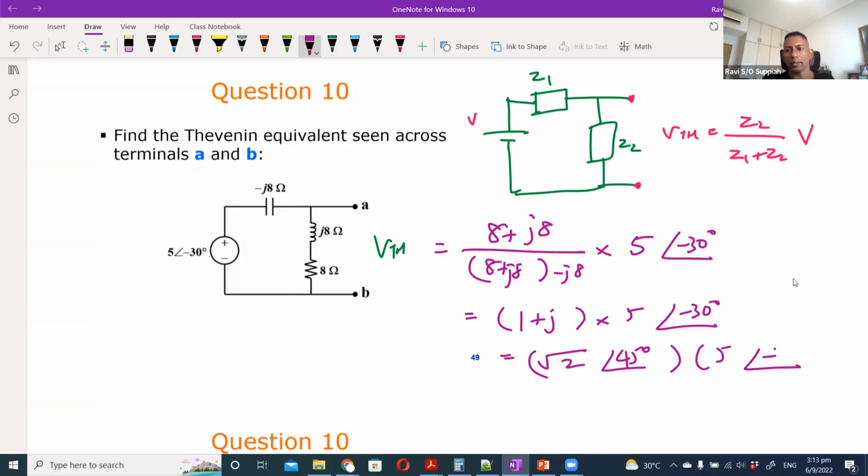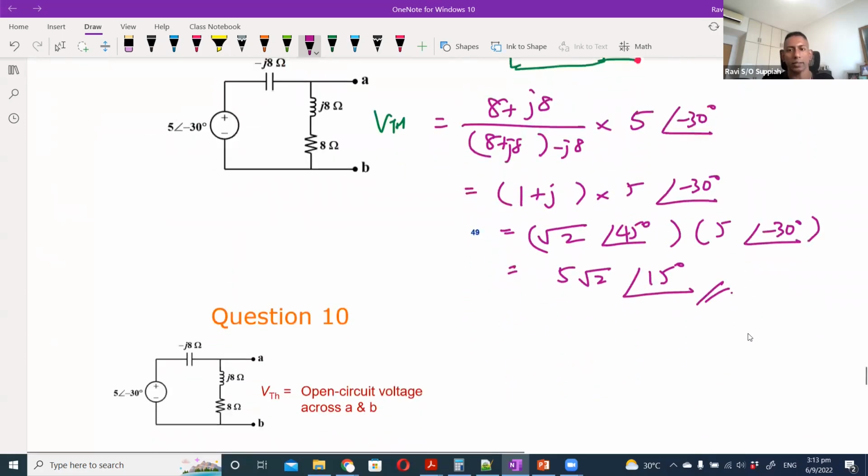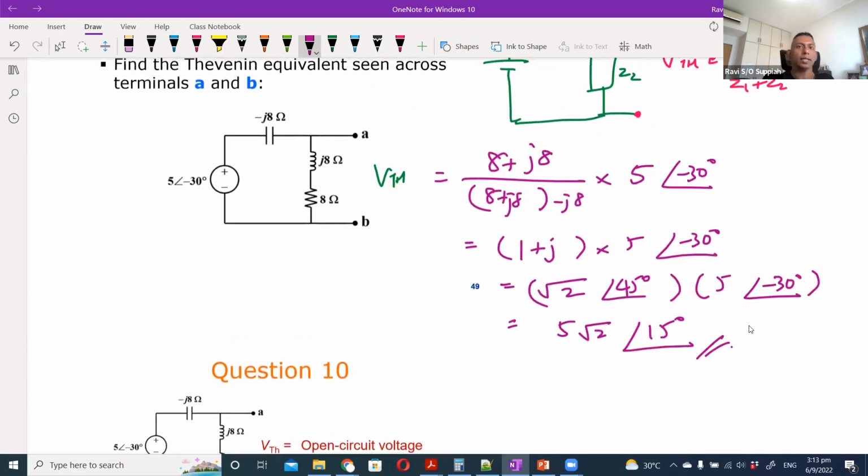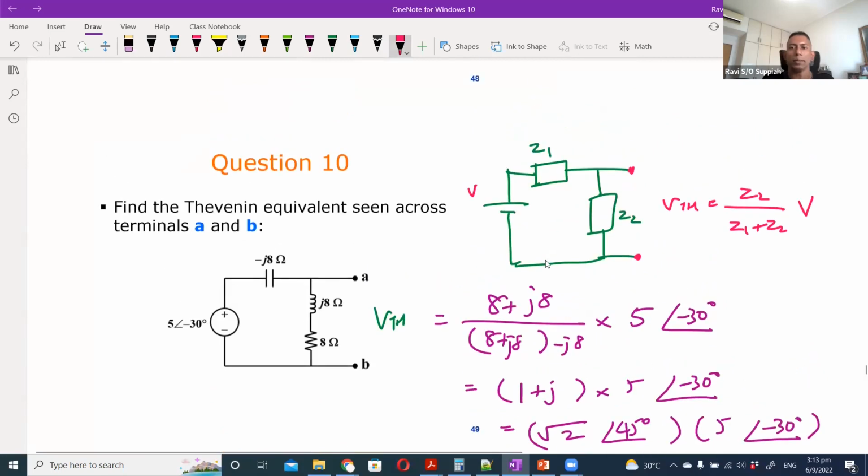Okay, so the rest is, I would say, mostly just the maths part. The critical part is just making sure you understand how to apply the concepts correctly. So that is your VTH. Then your ZTH is the same thing. If you remember ZTH, what we say is we short circuit the source.